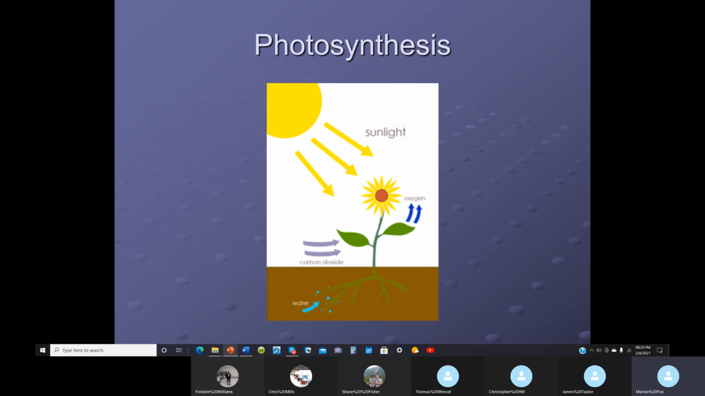We get oxygen that we breathe, and we get food that we eat from them. And sometimes we get something pretty to look at, like flowers, okay? Any questions?